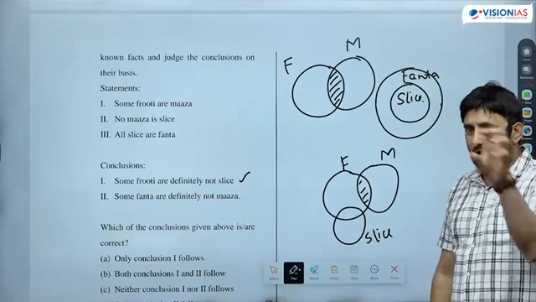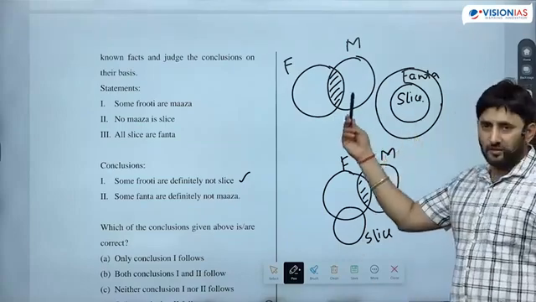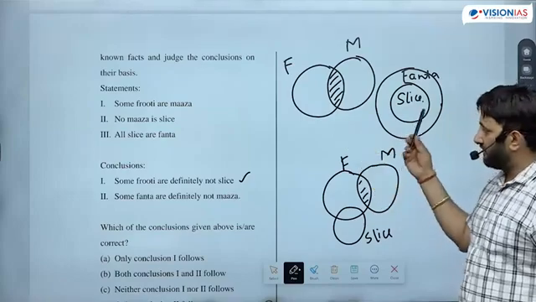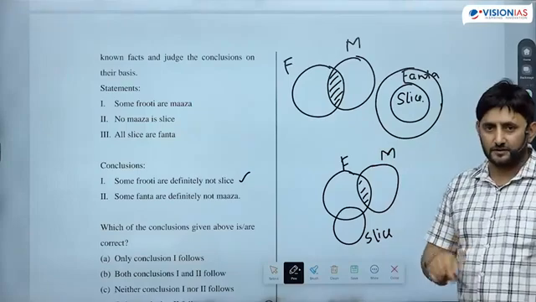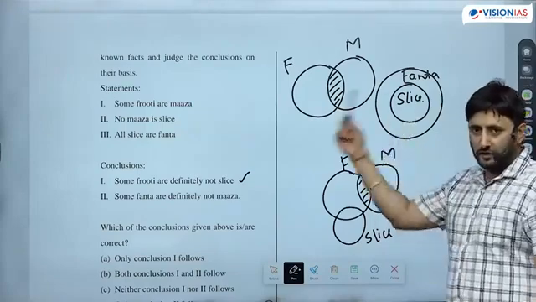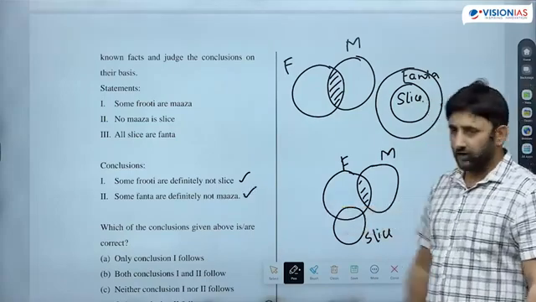It means that portion of Fanta which is sliced cannot be maja. So some Fantas are definitely not maja. Some Fantas which are sliced cannot be maja. This is also correct.